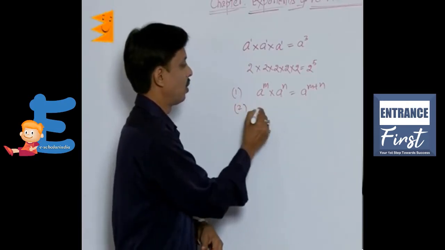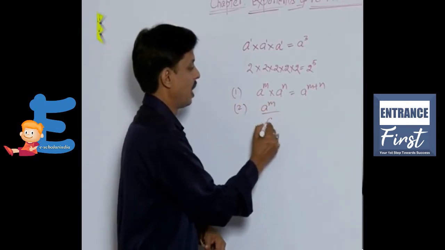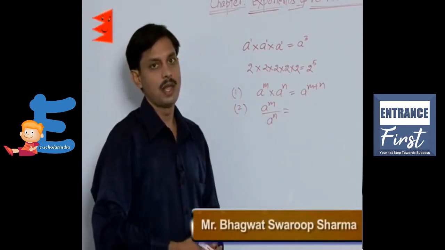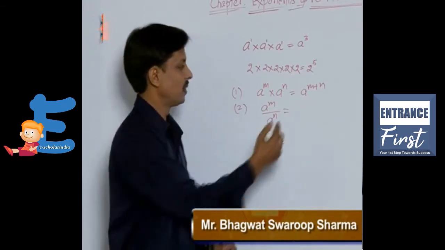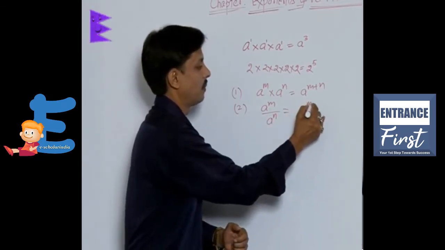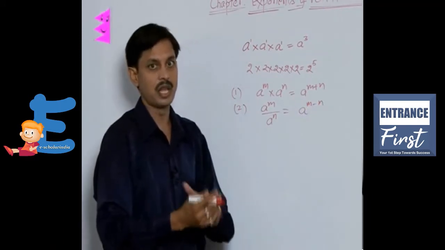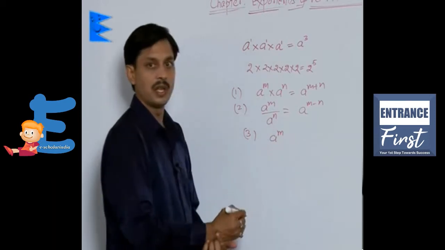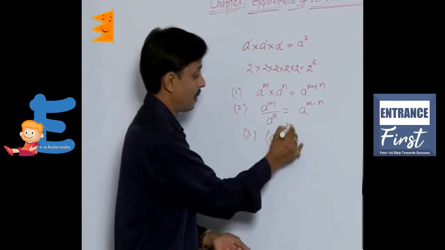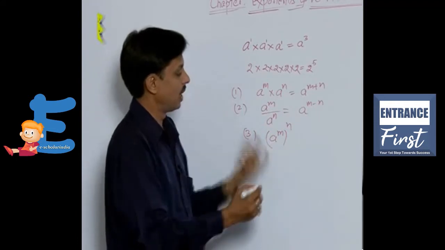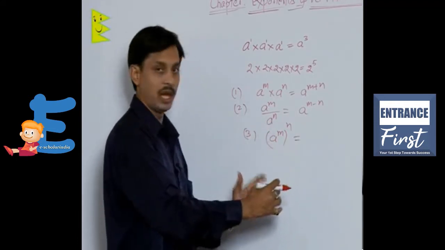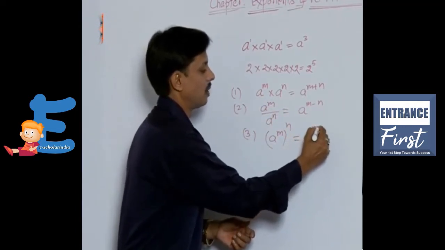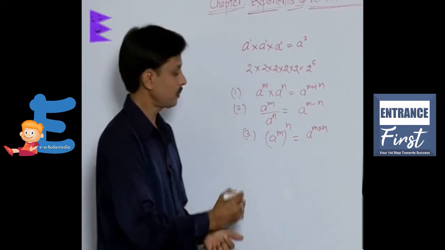Suppose the bases are the same, the powers are different, and the operation is division. In case of the division operation, the result will be a to the power m minus n. This is the second. The third is, if the operation is like a to the power m, then power n, that is why we say powers raised to the power. This becomes a to the power m into n.